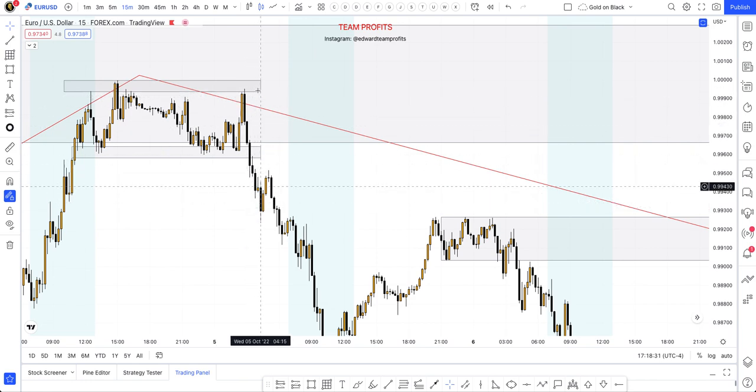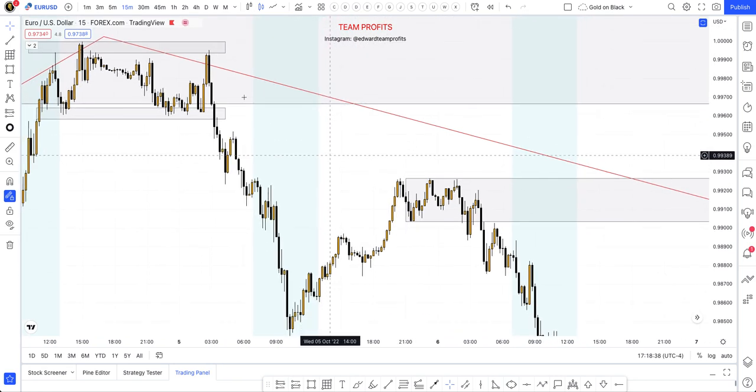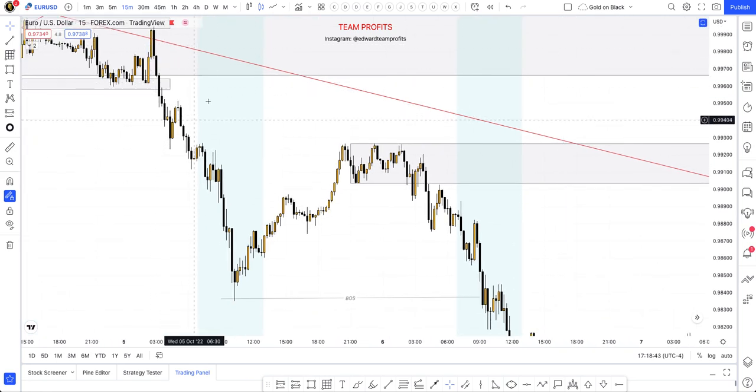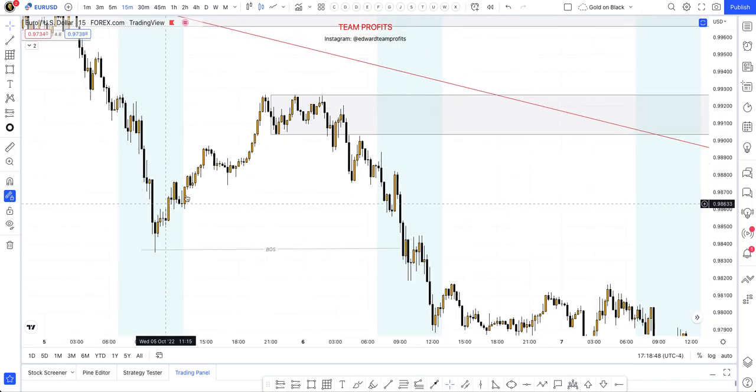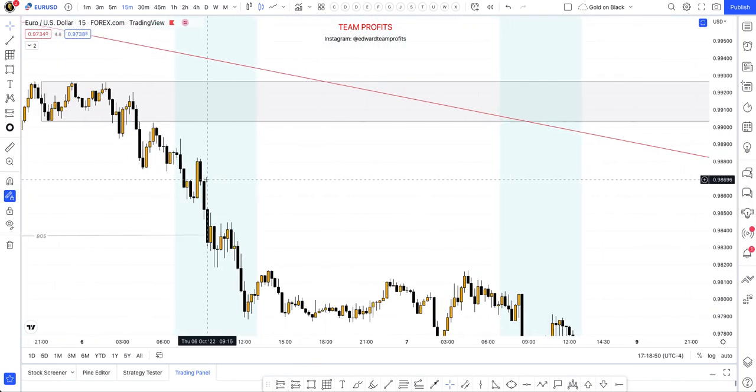Nice drop. It did create an order block right here in a smaller time frame, but you see the price never pulled back up. It was very weak. The euro is very, very weak right now. It doesn't even have the strength to go up and touch that OB and drop. So it is definitely failing a lot of order blocks at the top.